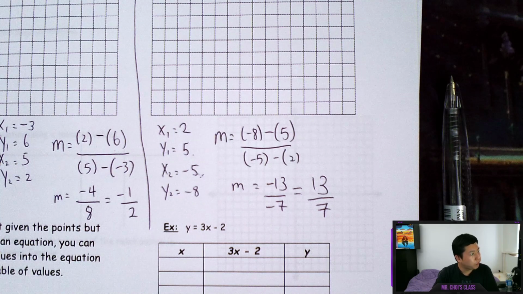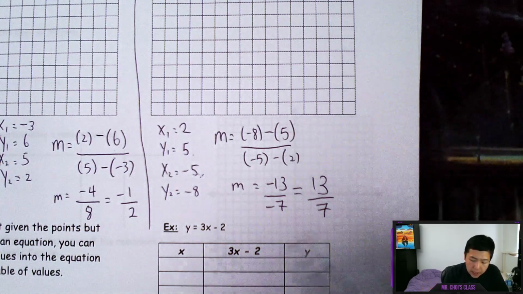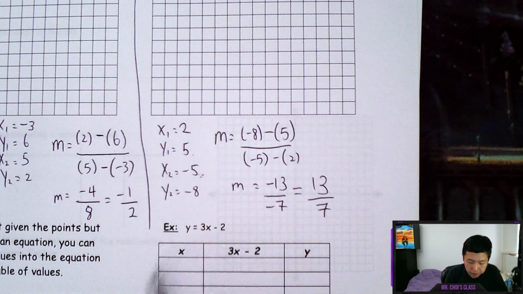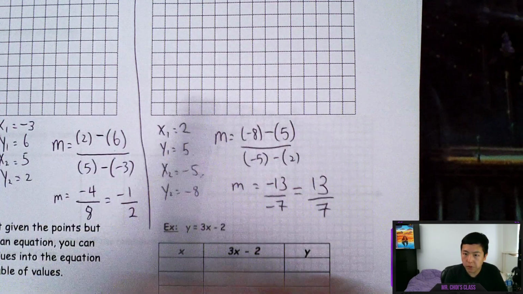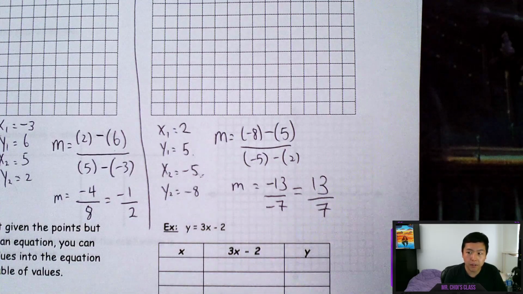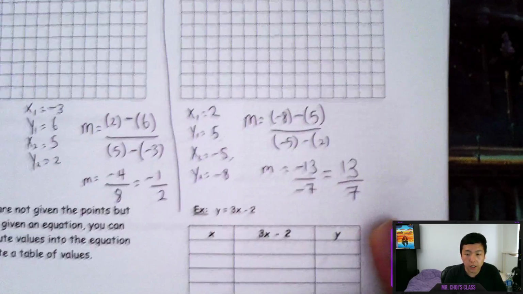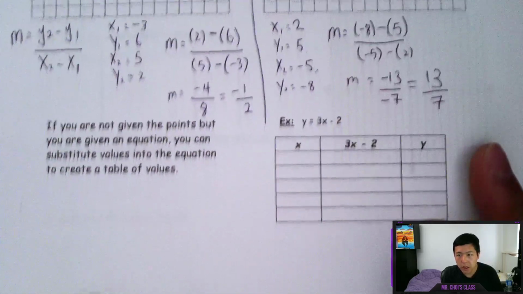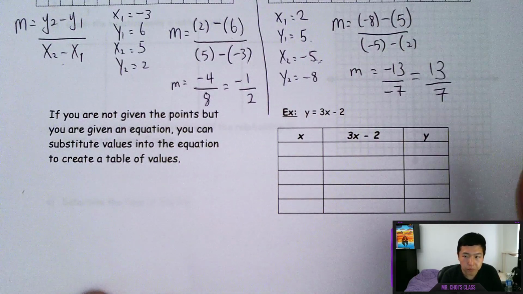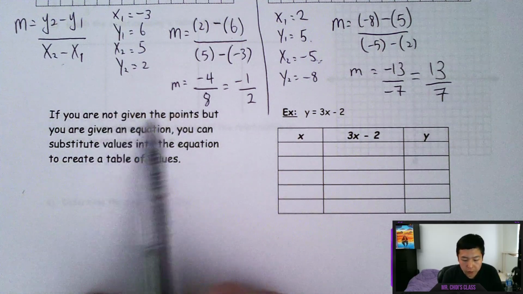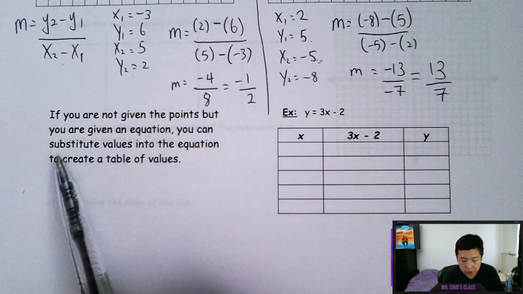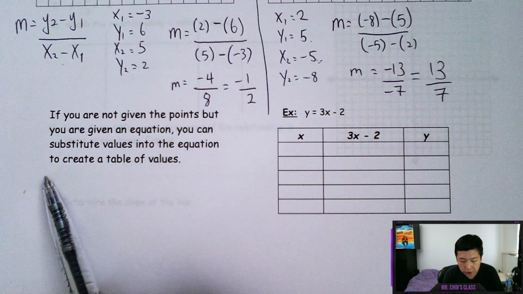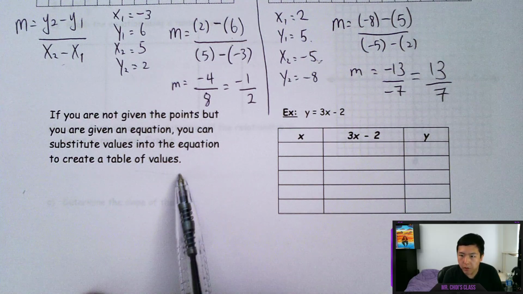All right. So that being said, let's continue on here. Okay. So now we know how to solve using our math skills for our rate of change or a slope. Okay, so this is calculating slope. So I'll leave that on the screen there. If you are not given the points but you are given an equation, you can substitute values into the equation to create a table of values.